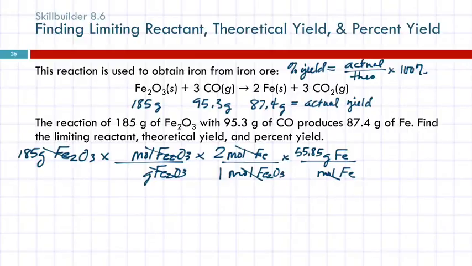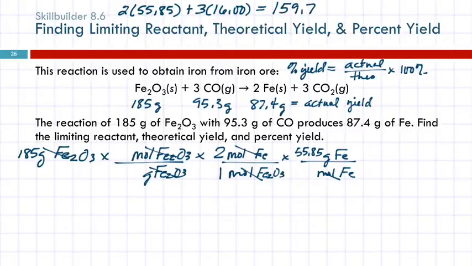But then I need the molar mass of Fe2O3. I'm going to have to calculate that. You really should write that down. 2 times 55.85 plus 3 times 16, so 2 times 55.85 plus 3 times 16, 159.7. 1 mole weighs 159.7 grams.